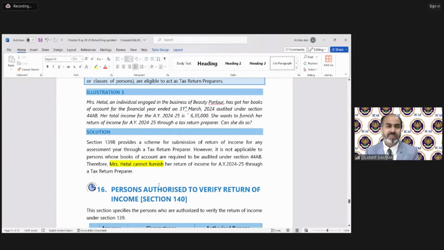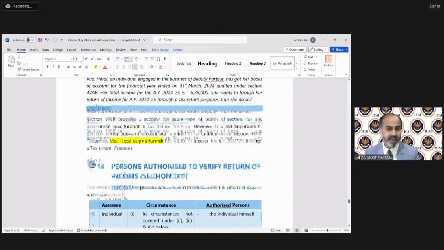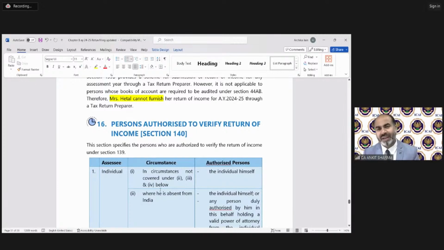Now the question: Mrs. Hetal is an individual engaged in the business of a beauty parlor and has got her books of accounts for the financial year ended 31st March 24 audited. Because the audit has been conducted, she wants to furnish a return of income through a TRP. Is it possible? No. If any individual or HUF has gone through an audit, then such a return cannot be furnished by the TRP.